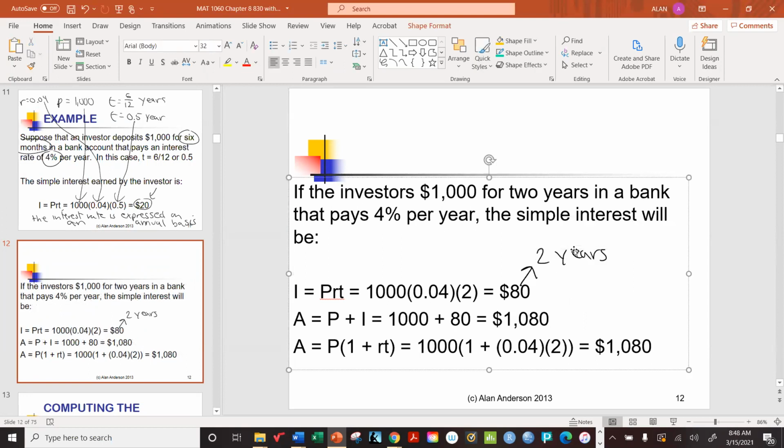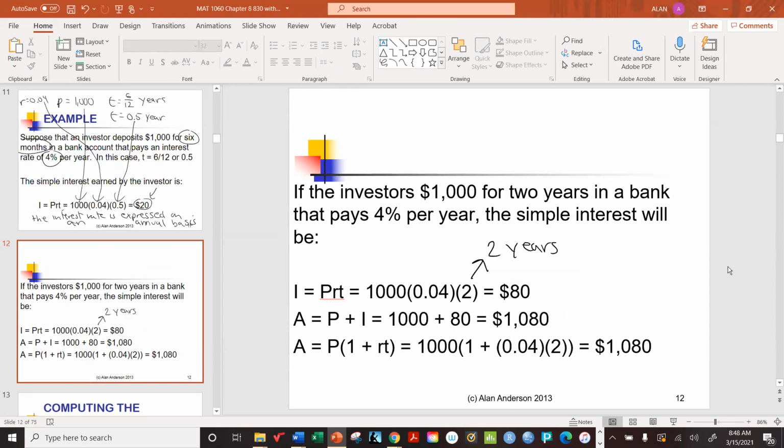Whoops, let's move this over here. All right, so that's how it would work in the opposite case where the time frame is more than a year. You literally just put the number of years there for T. And so it stands to reason that if we're making $40 in simple interest in 1 year, it should be $80 in 2 years.